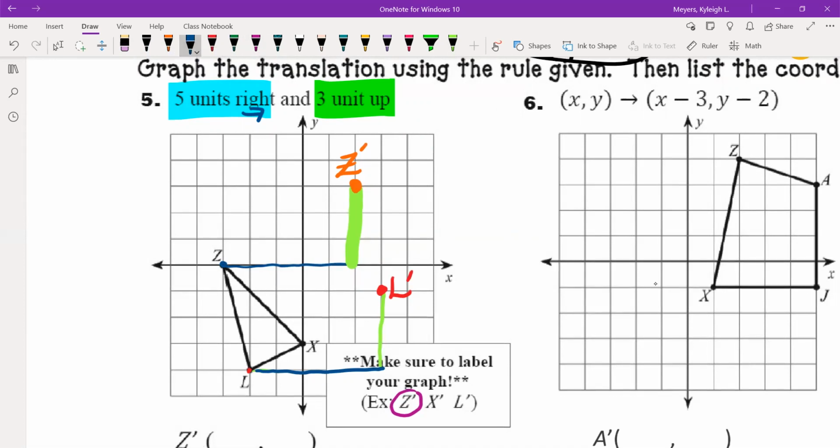Now we're going to do X. Okay, so we move it 5 to the right. 1, 2, 3, 4, 5. We'll go up 3. 1, 2, 3. And now this is where my X goes. So now that I've labeled them, now I just have to connect all my dots. And now this triangle should look the same. It's just moved to the right 5 and up 3.